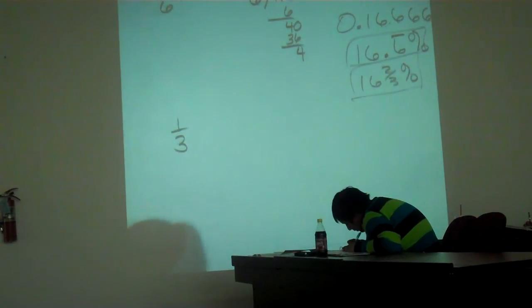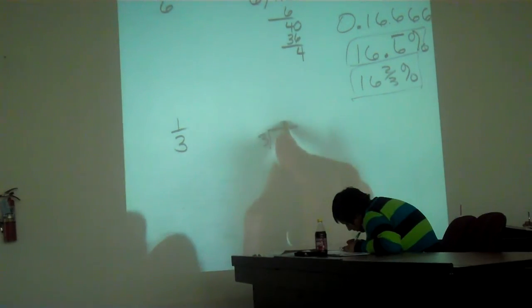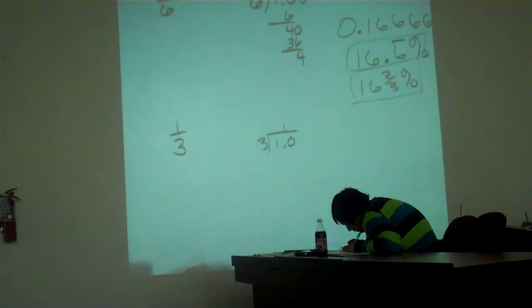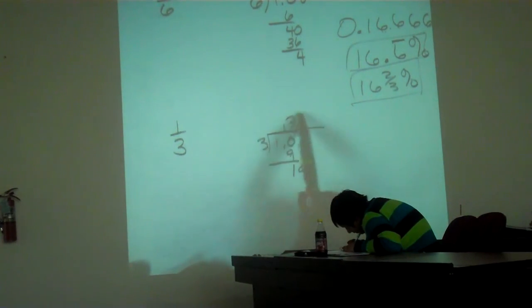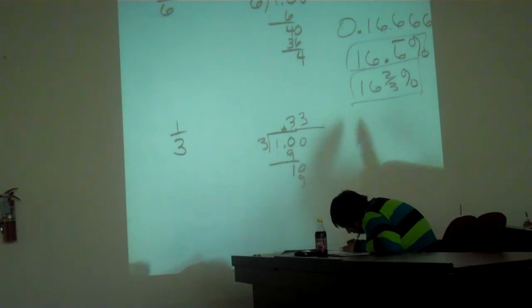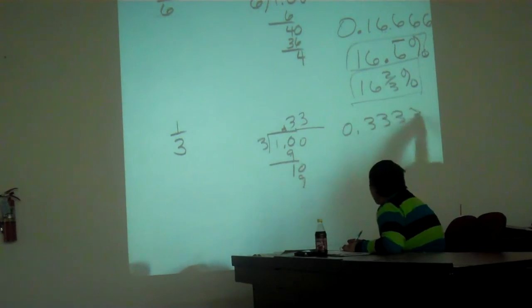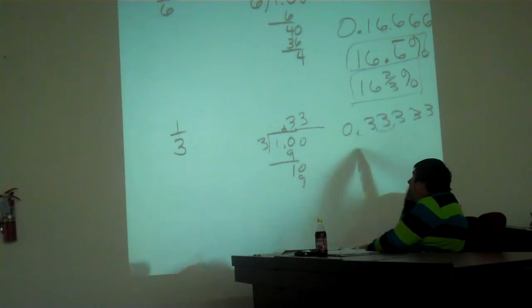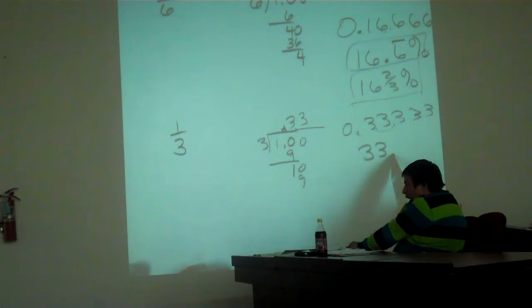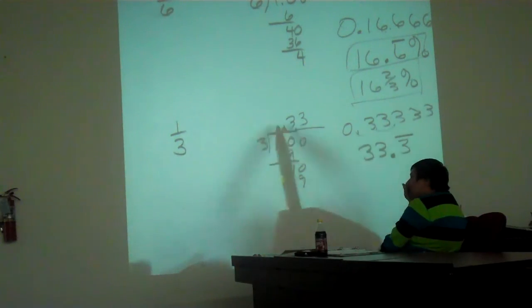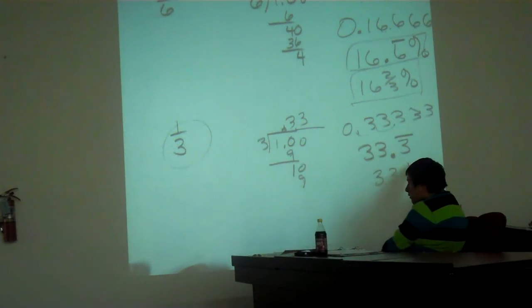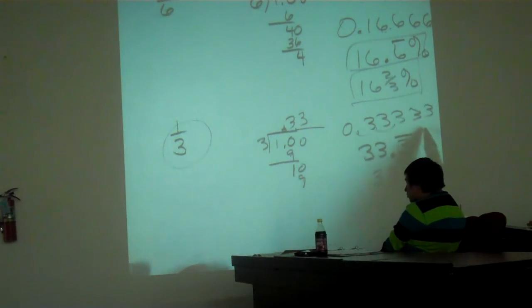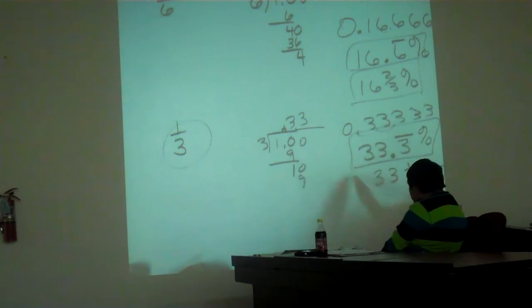How about a 1/3? 1 divided by 3 goes how many times into 10? 3. And that repeats, right? Okay, 0.3. So that going over twice is 33 point, repeating 3, or repeating 3 is 1/3, right? So it's 33 and 1/3%, or it's 33 repeating 3%.